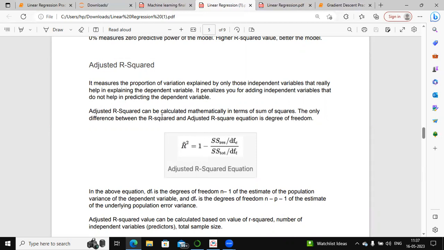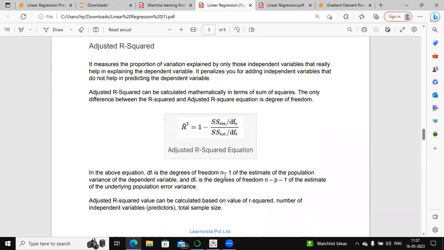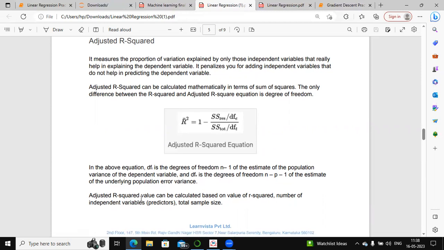Okay. So adjusted R square can be calculated mathematically in terms of sum of squares. The only difference between the R squared and adjusted R square equations is degrees of freedom. In the above equation, DFT is the degrees of freedom, n minus 1, of the estimate of the population variance of the dependent variable, where n is the sample size, and DFE is the degrees of freedom, n minus p minus 1, of the estimate of the underlying population error variance.